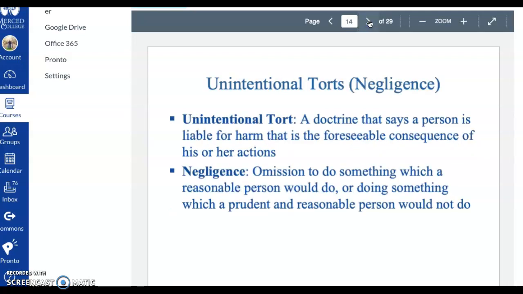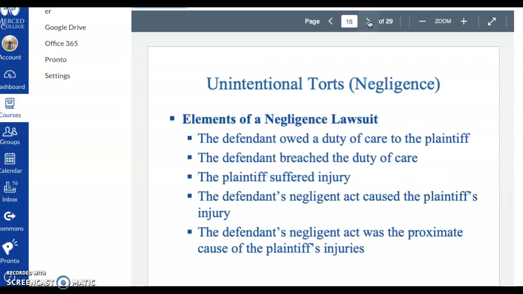And then negligence is a little bit different from an intentional tort, where you have to have an intent to actually commit that tort. Negligence, you do not have to have an intent. It's actually an omission to do something that a reasonable person would do. Elements of negligence are going to be duty, breach, causation, and damages.